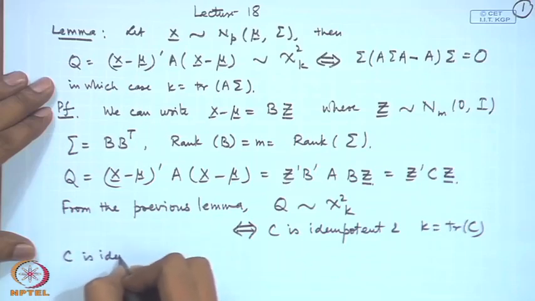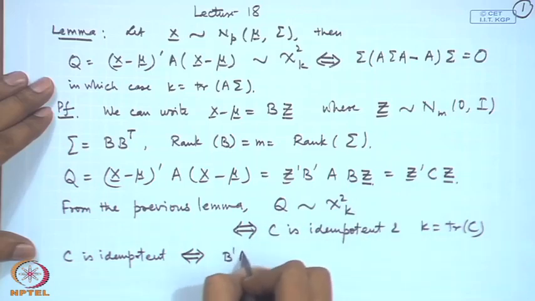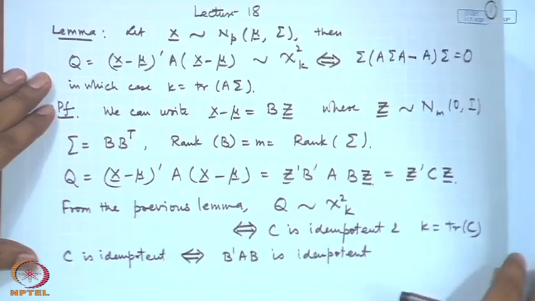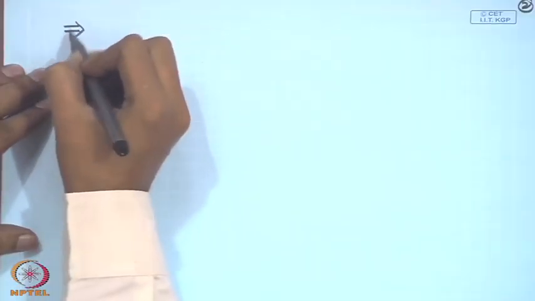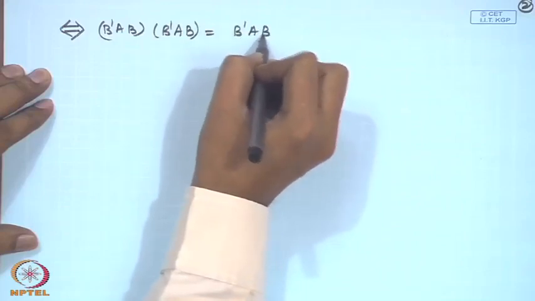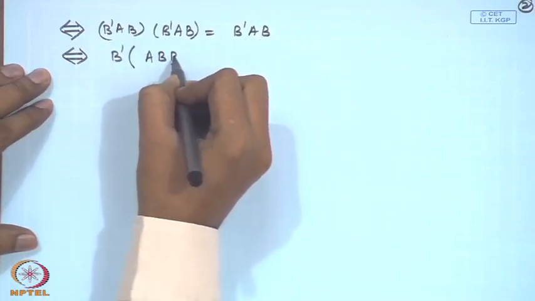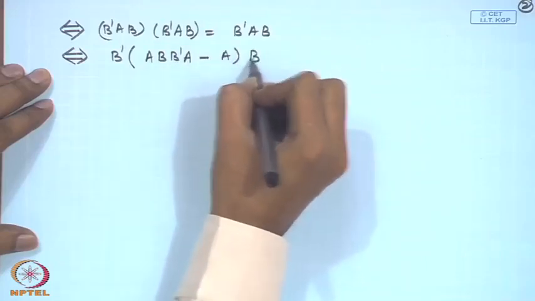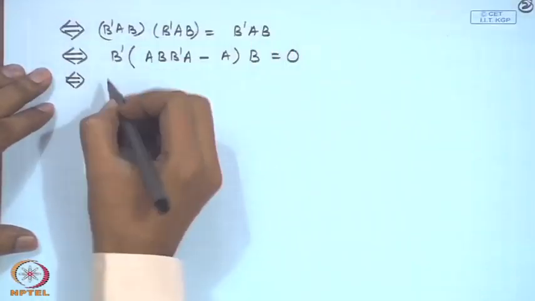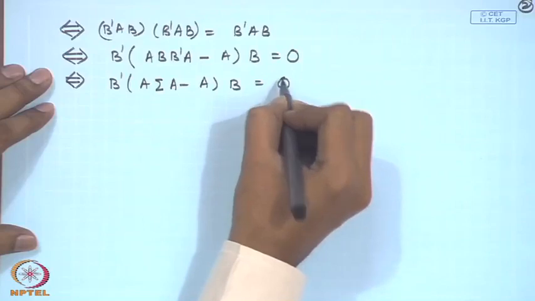Now, C is idempotent, this condition is equivalent to, so C is equal to B prime A B. So, B prime A B is idempotent. So, this you can write as B prime A B into B prime A B is equal to B prime A B. So, I bring it to the left hand side. So, we can write B prime A B B prime A B minus B prime A B is equal to a null matrix. Now, B B prime is sigma. So, this becomes B prime (A sigma A minus A) B is equal to null matrix.